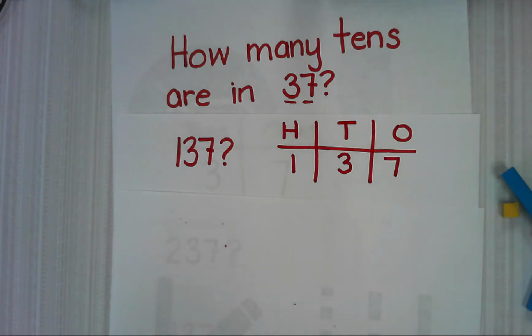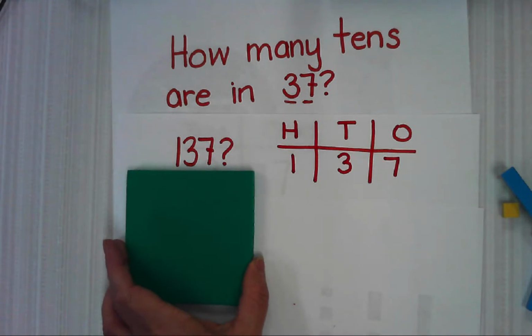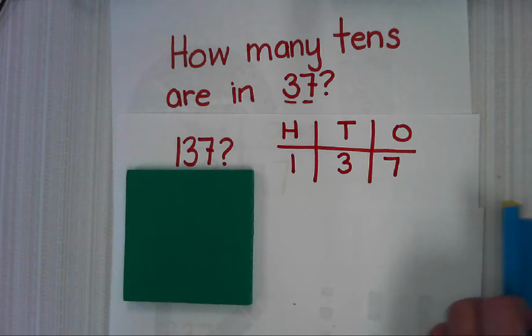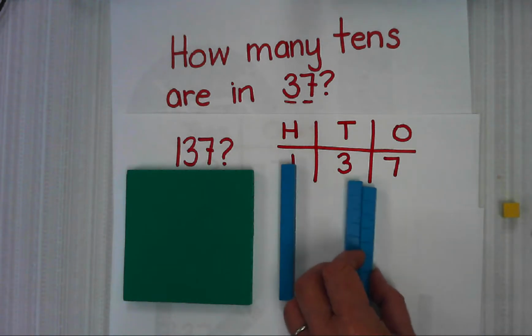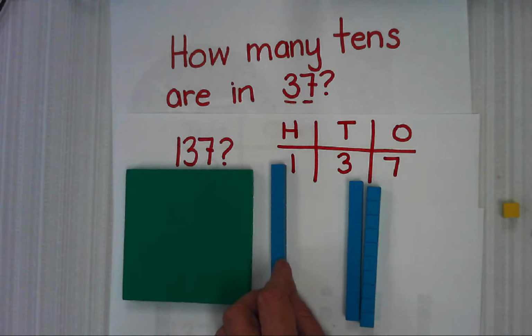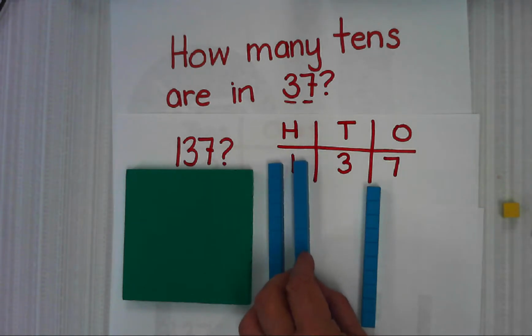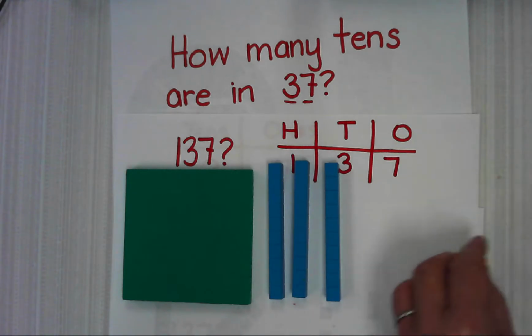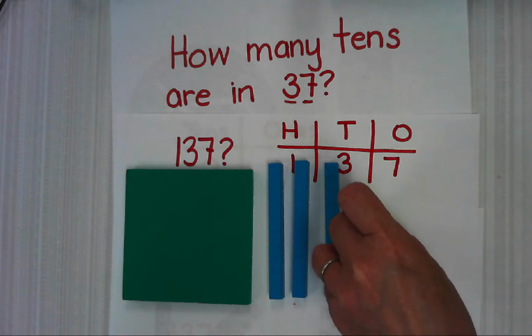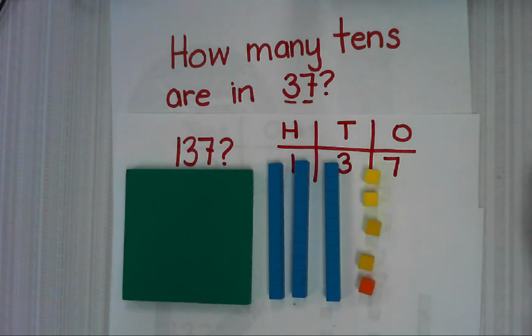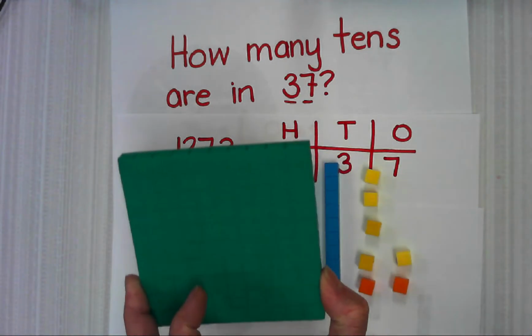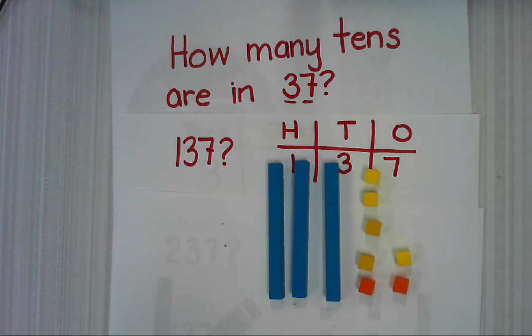Okay, so if we wanted to model it, we'd use one of these, a flat or square of 100. We'd use our 3 tens, 100, then we'd count by tens, 110, 120, 130, 131, 132, 133, 134, 135, 136, 137. And what I want to challenge you to do right now, we want to make this number without this. So if we don't have any flats of 100, how can we make this number with our blocks?